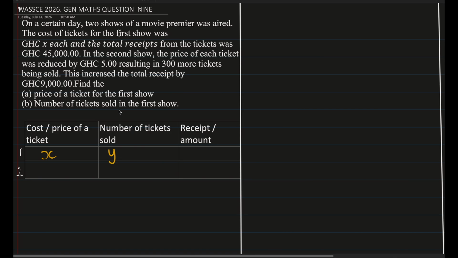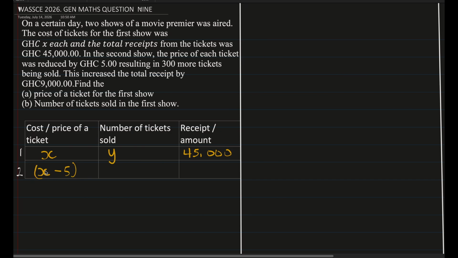Now let's continue. And the total receipt from the ticket was 45,000 cedis. So here is 45,000 cedis. All right, let's continue. Now in the second show, so we are putting the second show here. In the second show, the price of each ticket was reduced by 5 cedis. So now this is the price or the cost. Now it has been reduced by 5. So it means X minus 5.